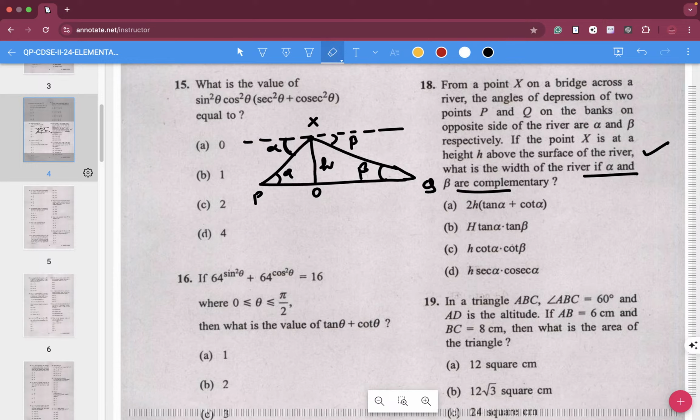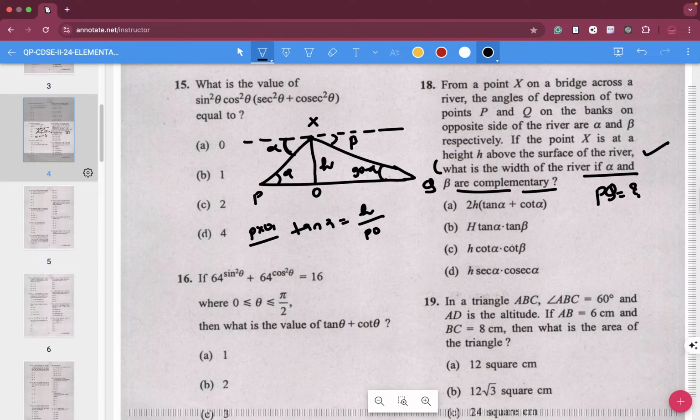If alpha and beta are complementary, instead of writing beta, can I simply write it as 90 minus alpha? Why? Because alpha and beta are complementary. Now in this particular triangle PXO, can we apply tan alpha? tan alpha is equal to h by PO. Now they are asking what is the width of the river. Width of the river is PQ.